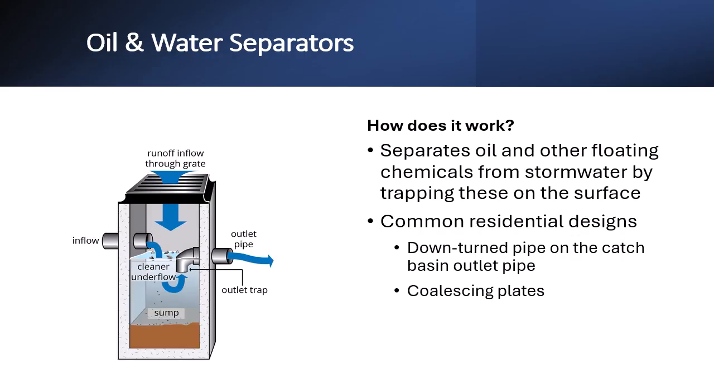Oil and water separators do exactly what their name implies. They separate oil and other floating chemicals such as grease from the stormwater by trapping these on the surface of the water that is inside the catch basin. Oil and water separators vary from simple to complex designs. Those most common in residential areas are relatively simple and might include a downturn pipe on the catch basin outlet pipe as shown here in this figure.